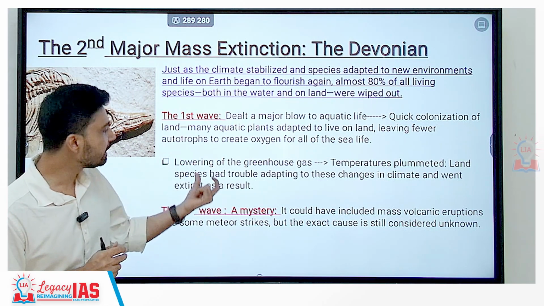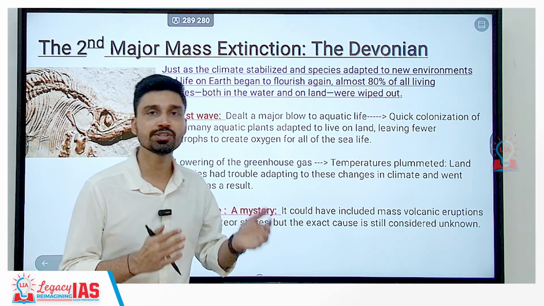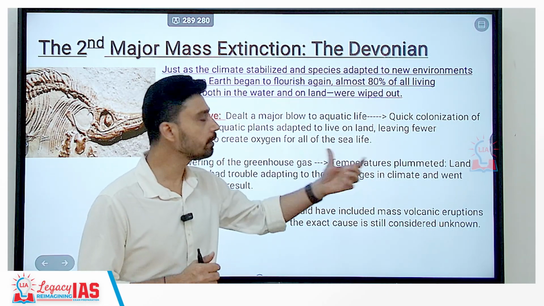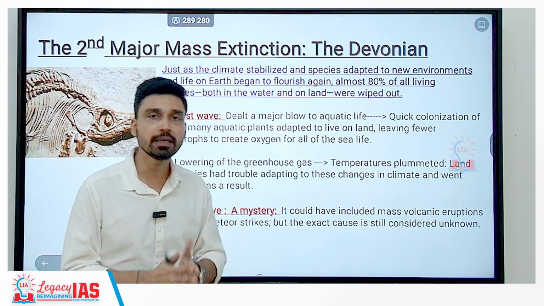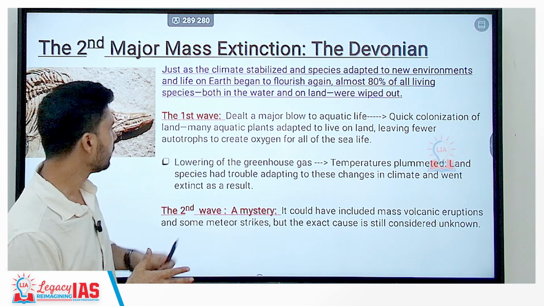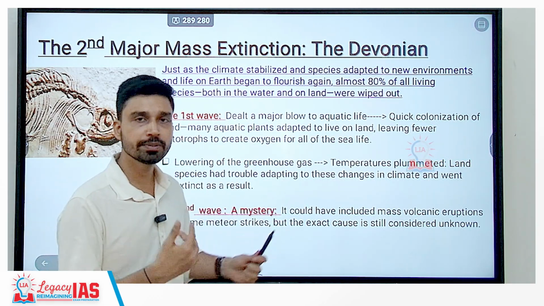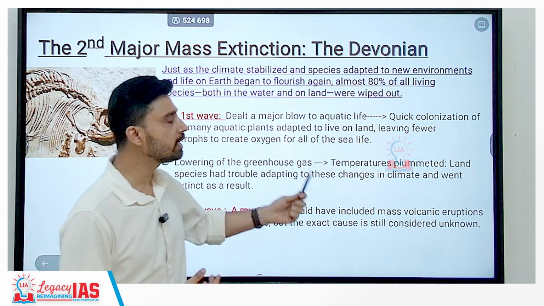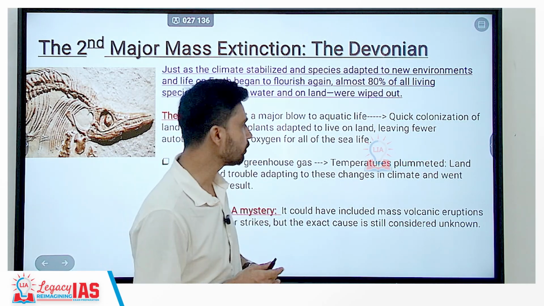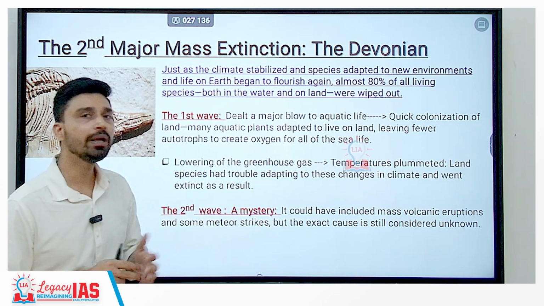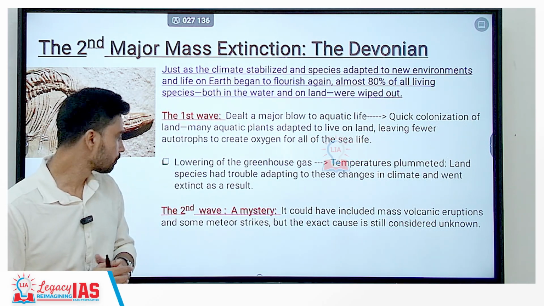But due to a sudden decrease in the concentration of GHGs such as CO2, it led to a sudden plummeting of the global temperature, the atmospheric temperature, and the land species which were present at that time had trouble adapting to these sudden changes in temperature and climate, and thus went extinct as a result.